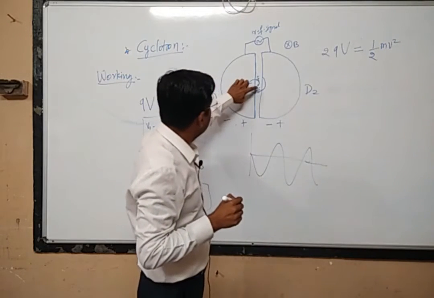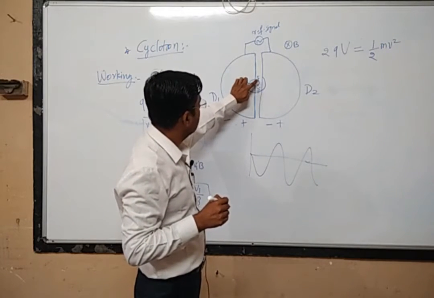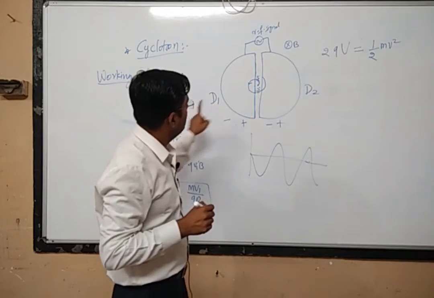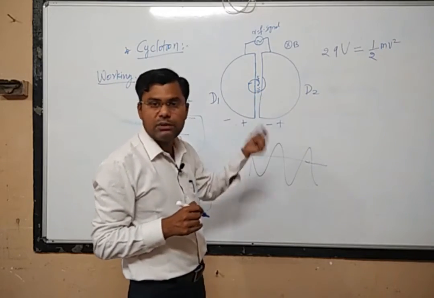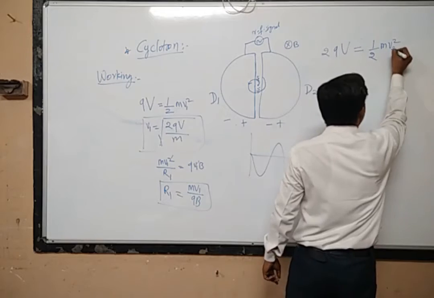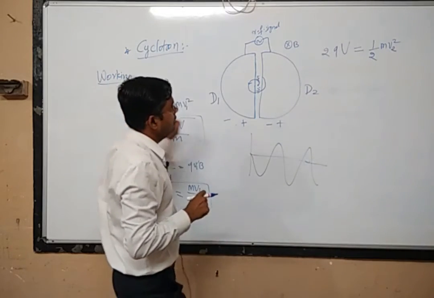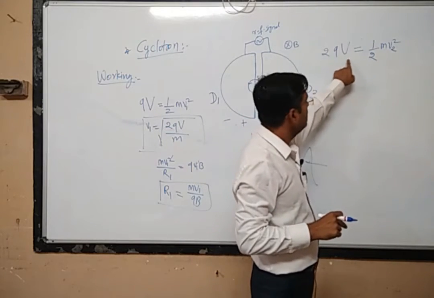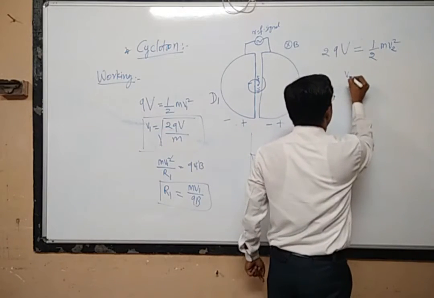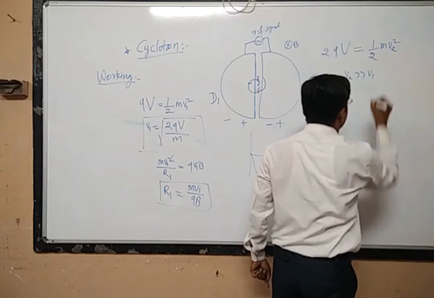But see, in the first acceleration, what was the velocity acquired? v1. In the second acceleration, the velocity acquired will be v2. And you can easily see that earlier it was only q into v, now it is 2 times q into v. So this v2 will be greater than v1.